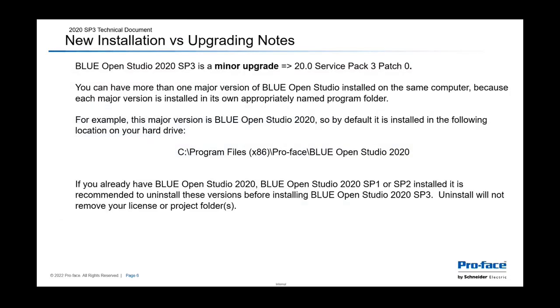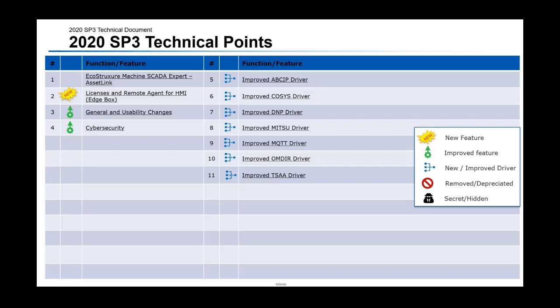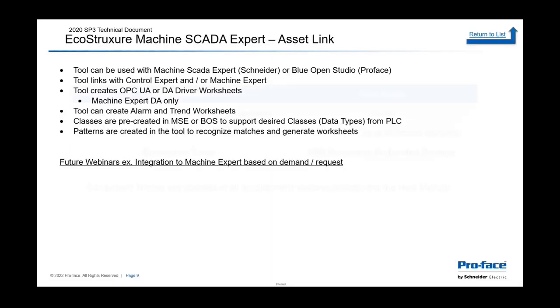Just again, another minor note, right? Service Pack 3 is a minor upgrade from Service Pack 2, so it's 2020 Service Pack 3. So the point is that you can have, say, version 8 from before, and if you want to get Service Pack 3, then it's easier to just uninstall Service Pack 2 and then fully install Service Pack 3. Pretty standard stuff. Okay. So here's the list of features and items that have been added to Service Pack 3.